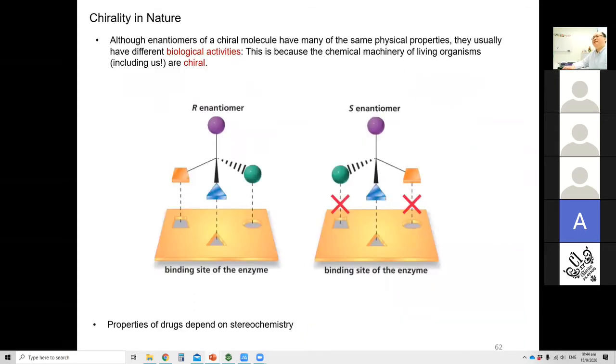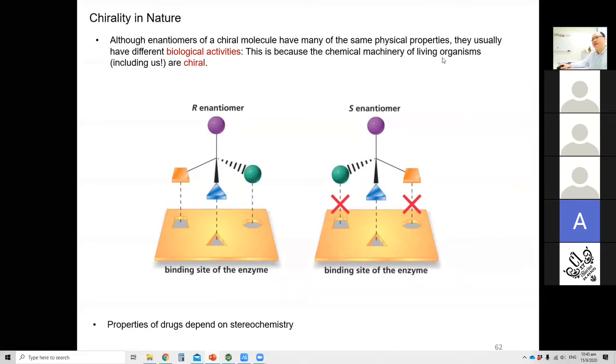All right, and so if we talk about the chiral interaction between a molecule and your human body and your proteins, then automatically we think about drugs, right? Because drugs are usually molecules, and if your drug has stereocenters, then it has to have some interaction with your proteins, right? So as I said here, although enantiomers have the same physical properties, they usually have different biological activities. This is because your human body, or living organisms, are chiral.